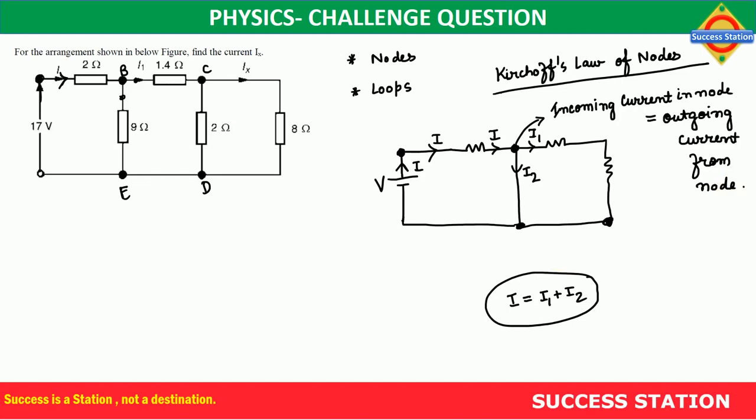Now see, here the current I is going in. If you talk about this node, current I is going in, I is coming out. So incoming equals outgoing. Always this law will be followed for all the nodes. Clear or not clear? Okay, let's move on to the second law, which is of loops. If you have understood this, then we take a look at the loops.